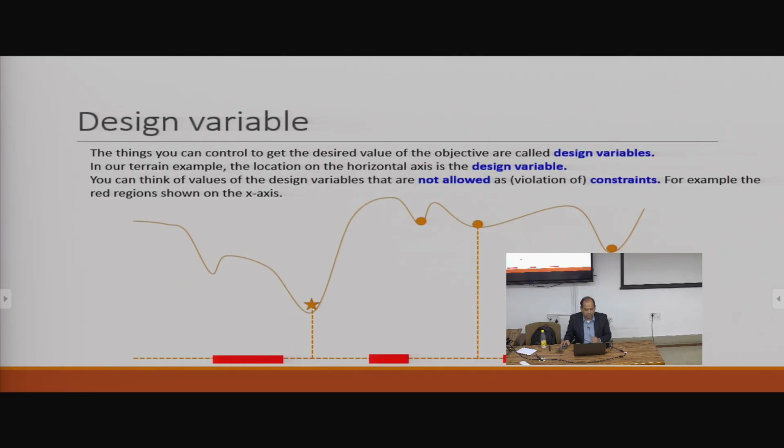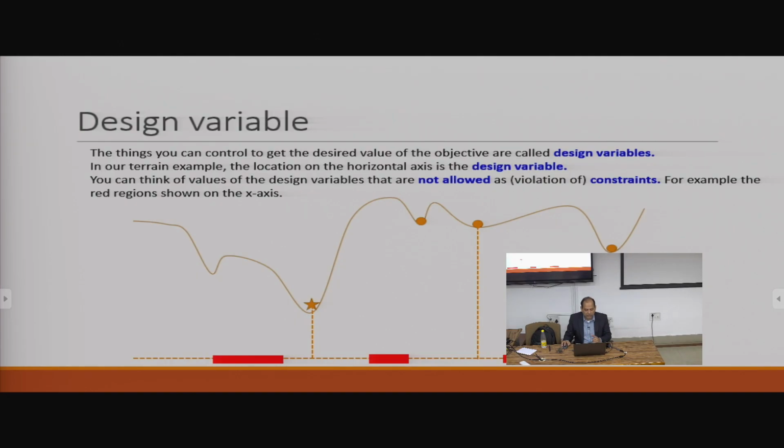Okay, so again, just to combine the three elements we talked about with search. You say the things you can control to get the desired value of the objectives are the design variables. So let's say here I have only one design variable. We can move left and right.